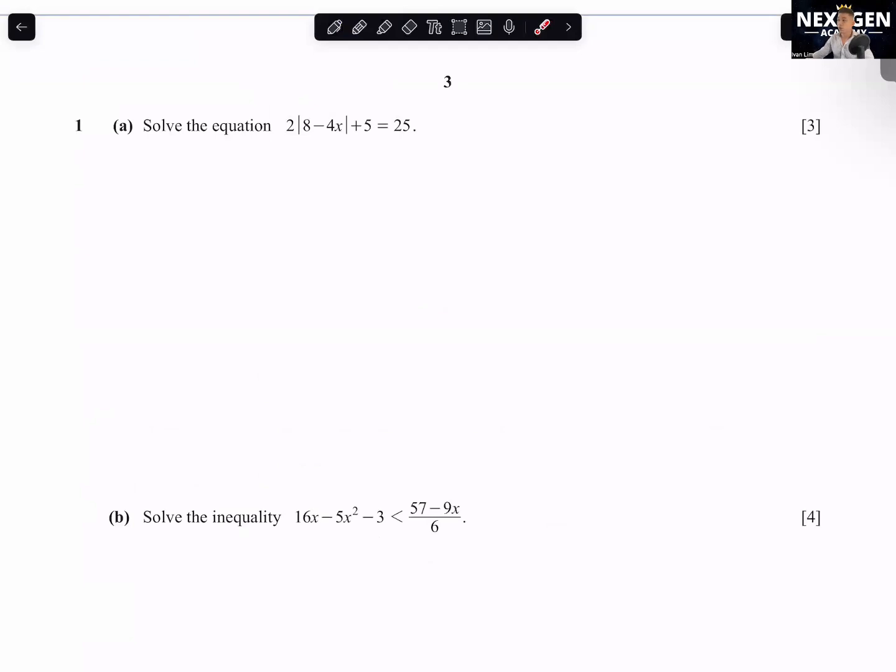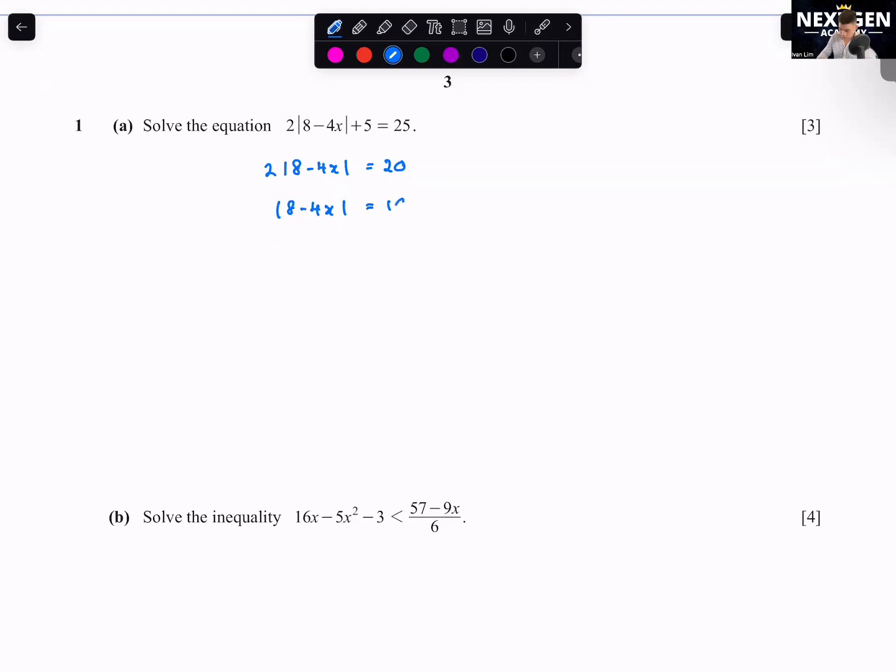Okay. How to do this? Modulus in the middle. Don't try to solve it like this. Very messy. You move everything to the other side first, then leave the modulus, then make it plus minus. 8 minus 4x, I leave the 2 here first. I bring the 5 to the right-hand side. So this will become equals to 20. Then modulus 8 minus 4x divided by 2 will become 10.